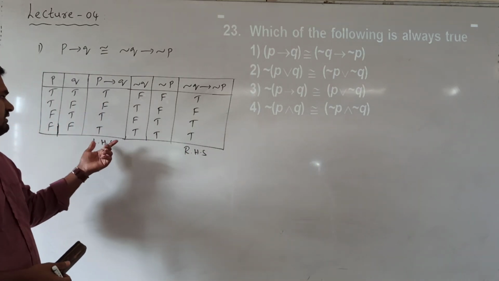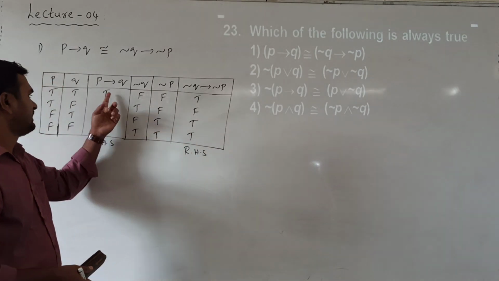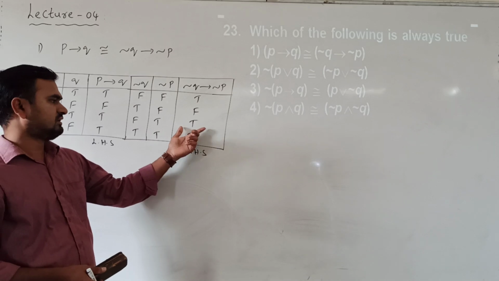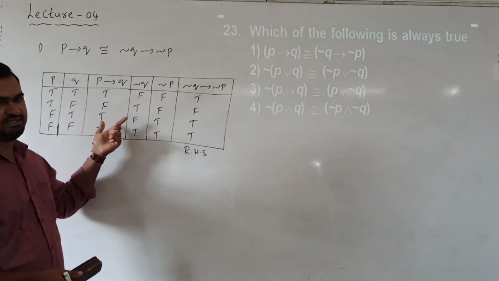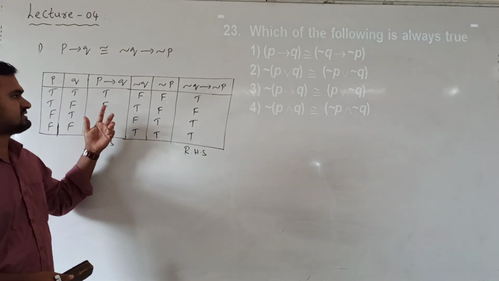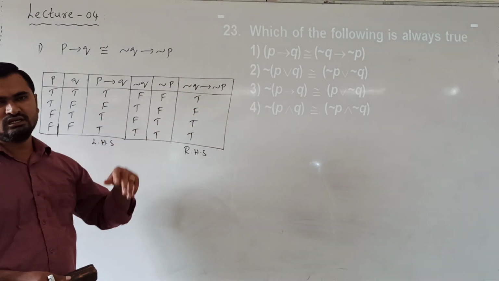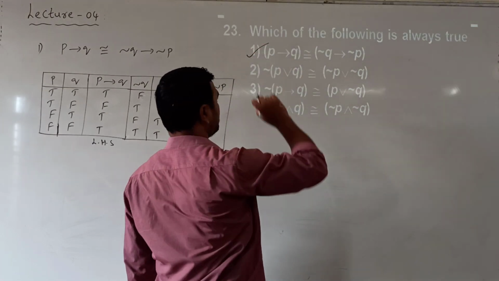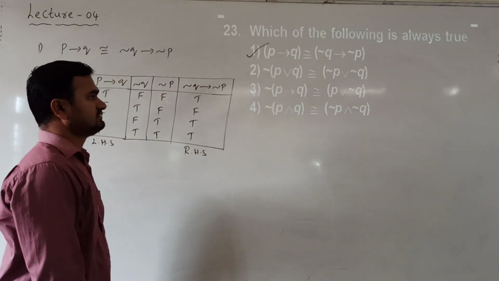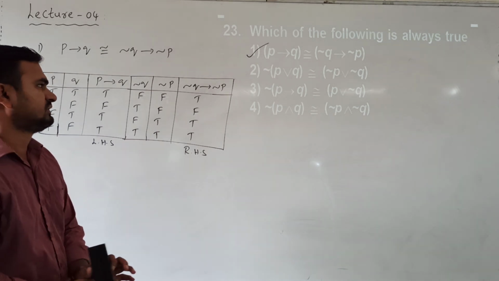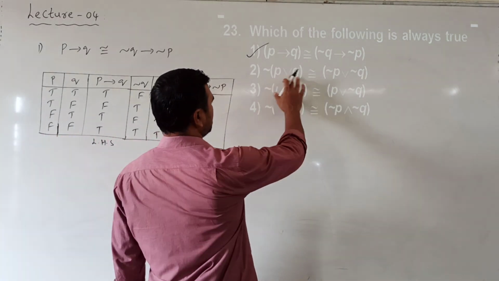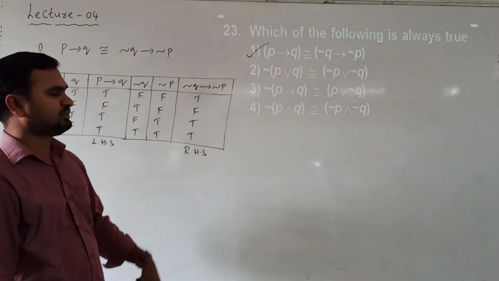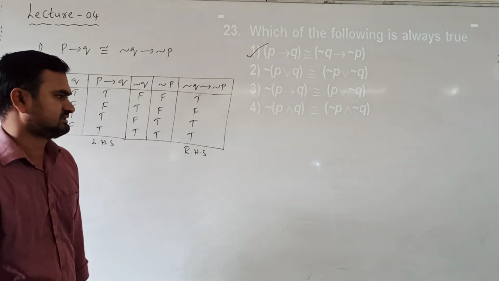Now see whether they are logically equivalent or not. In the truth table the truth values are the same for these two columns: T F T T in both. So we can say these two are always logically equivalent, which means the first option is always true and will be correct. Similarly the other options will not be satisfied. One I will prove, and similarly you can prove the others.